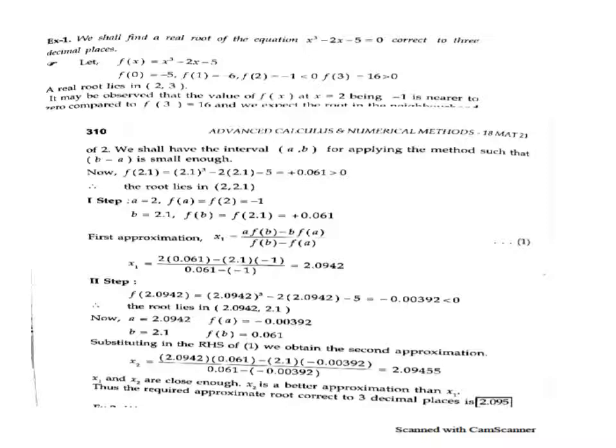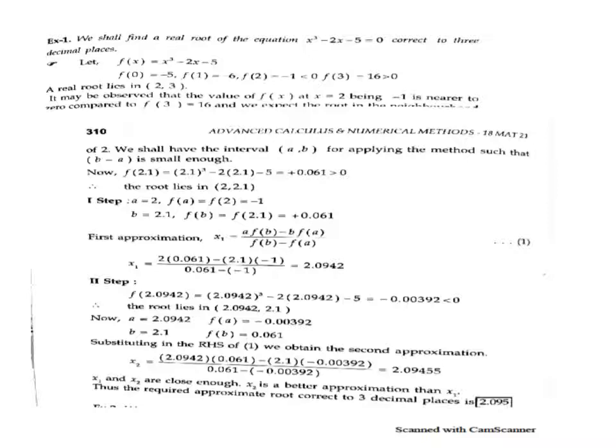That is f of 0. Put the value of x as 0 in the function x cube minus 2x minus 5. So, f of 0 will be equal to minus 5. Now take the value of x as 1 in the function. So f of 1 is minus 6. Take the value of x as 2. Therefore f of 2 is minus 1. And now take f of 3, that is, put the value of x as 3 in the function, which will give you the value 16.